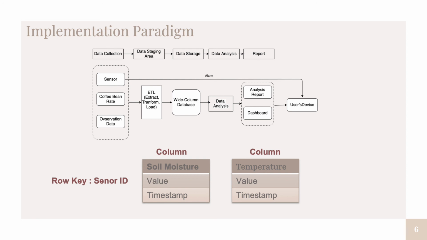The second figure is an example to show how the data will be organized in the wide column database. The row key is the sensor's ID, and for each column, the attributes will be organized individually, and a timestamp is stored together with the value.